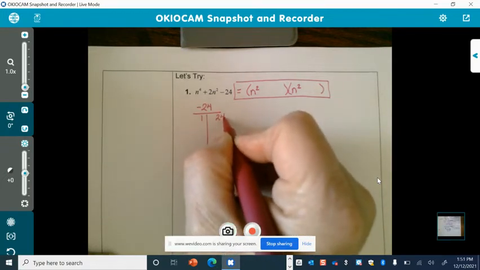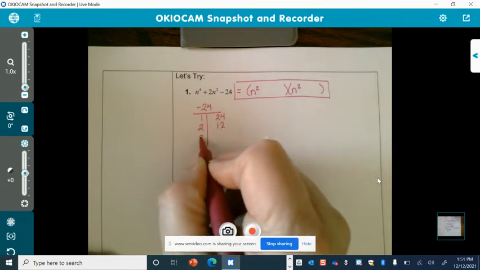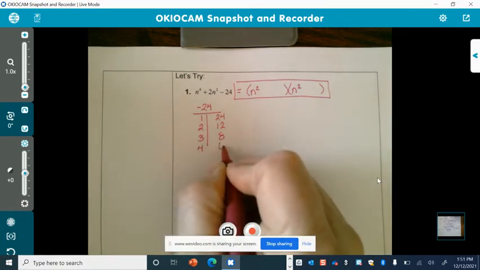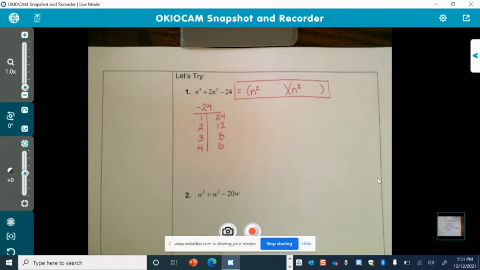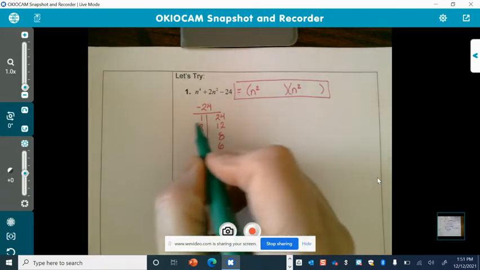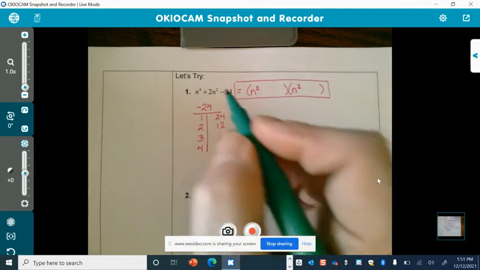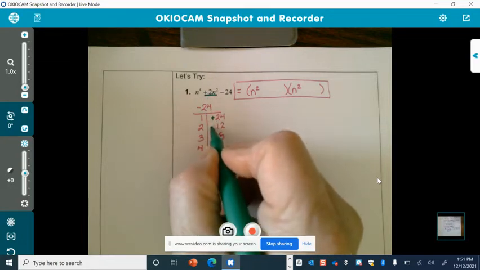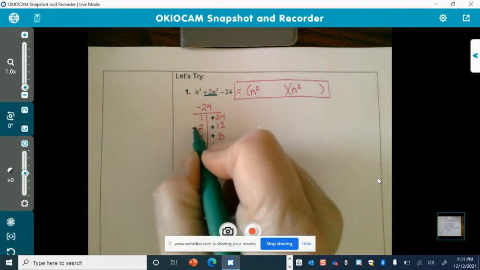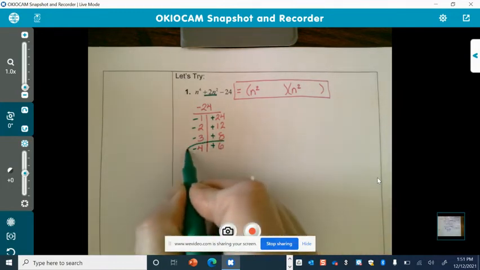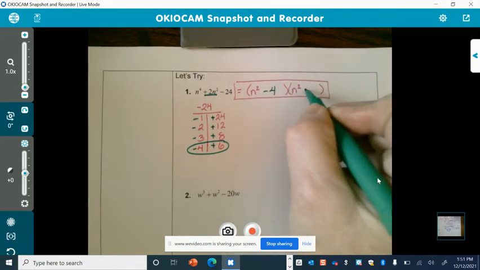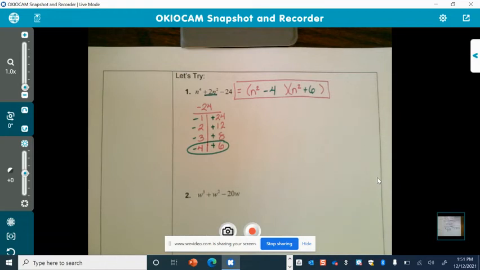So 1 times 24, 2 times 12, 3 times 8, 4 times 6, 5 doesn't work, and I'm back to 6. All right, to determine, one of these has to be negative, the other one has to be positive. To make that decision, I look at the middle, and the biggest factor is going to be positive. Smaller factor, negative. -4 and +6 will add up to a +2. So -4 plus 6.